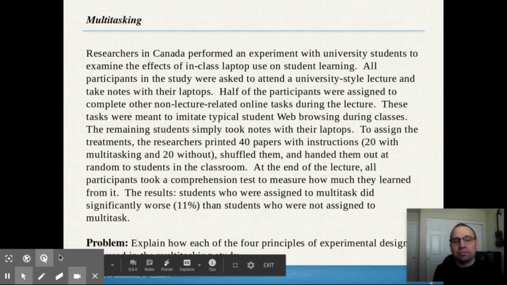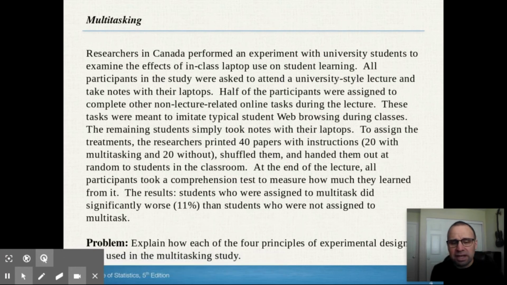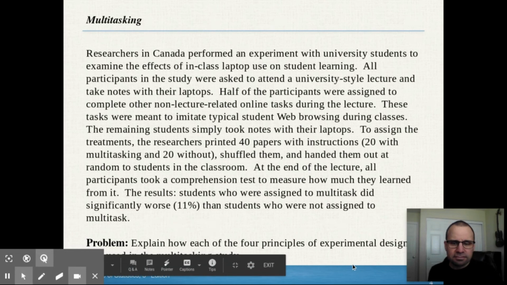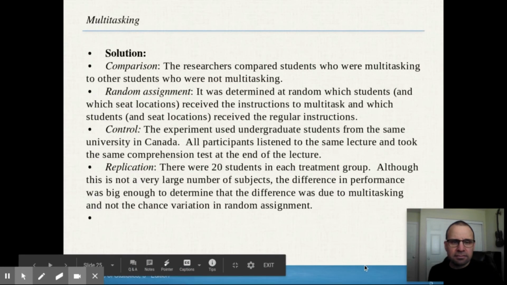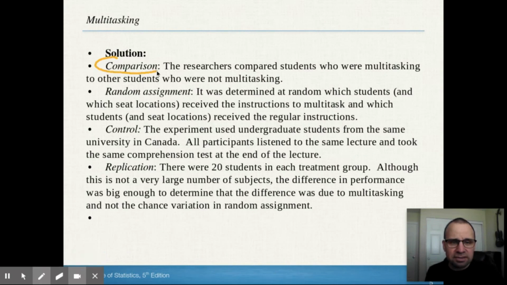Here's another example. Read through it. Try it on your own. It says, explain how each of the 4 principles of the experimental design could be used in this multitasking study. And here's the solution to that problem. Again, make sure you address each of these principles. How were the 2 treatments compared? How did they use random assignment? How did they control? And what was the replication that they used?